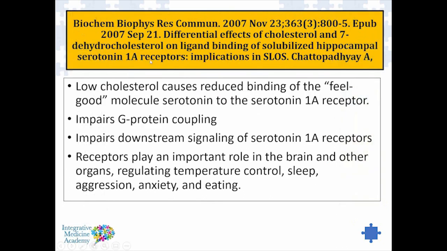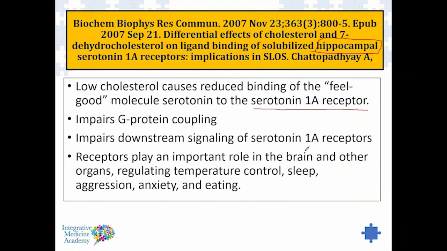This one's interesting to me. This was a paper looking at cholesterol and serotonin receptors. We know that serotonin is that feel-good neurochemical. It's involved in helping with depression and limiting anxiety, etc. What this paper was talking about was that cholesterol binds to the serotonin 1A receptors, and in this particular case, found within the hippocampus.